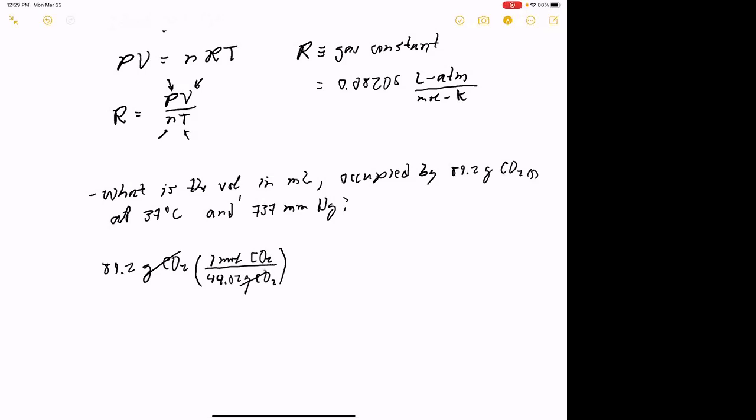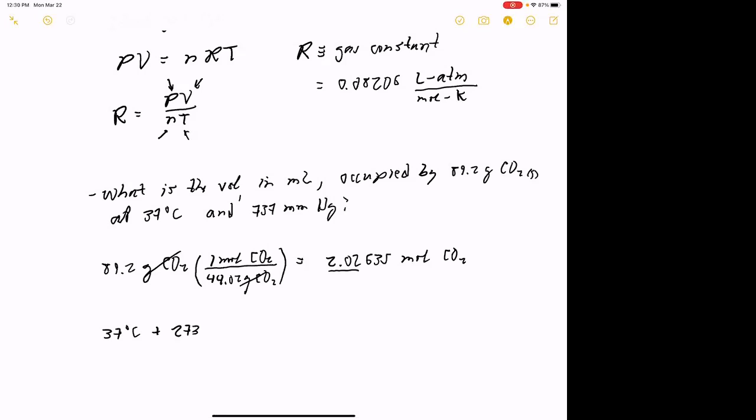So grams cancel with grams, and I end up with, let's see, 2.02635, more sig figs than I need, moles of CO2. So we're going to be good to 3 sig figs, so I'll underline that to remind myself. Okay, we got a temperature of 37 degrees Celsius. Oh, but I want to get that to Kelvin, so we know how to do that. We're going to add 273.